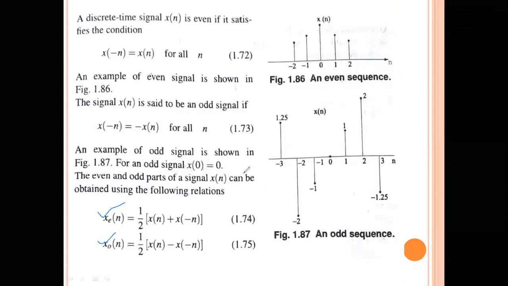Any signal, whether x of n or x of t, whatever it may be, is always a combination of even parts and odd parts. That is the only thing you have to remember here.